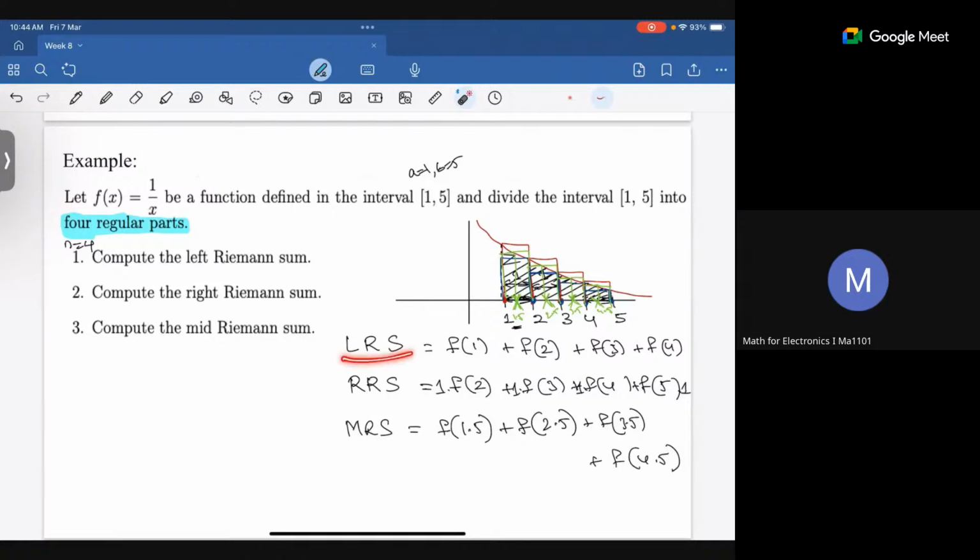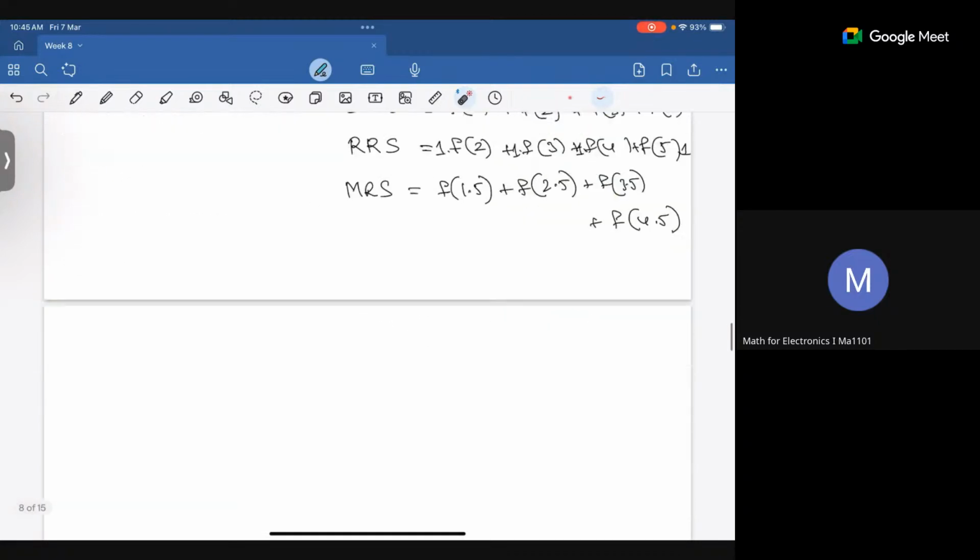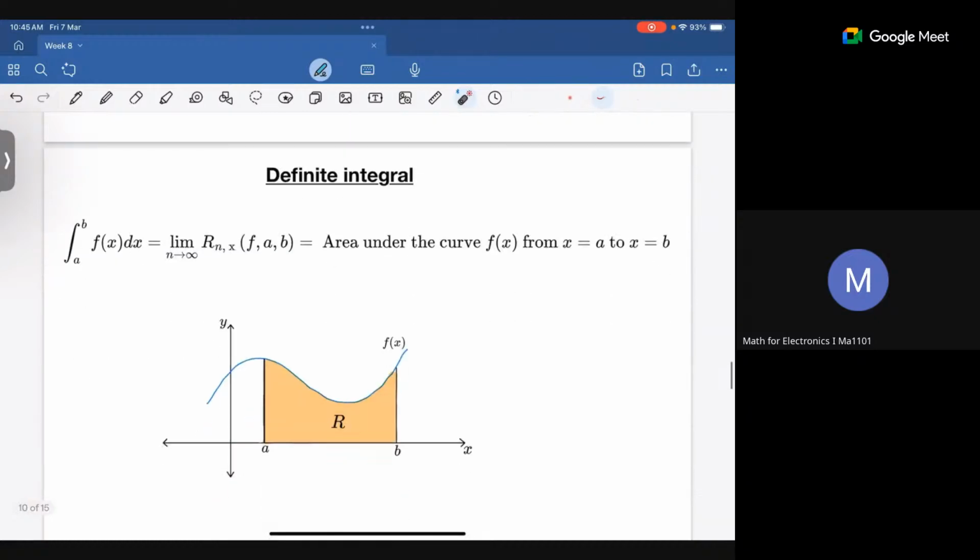Okay. So even the left Riemann sum, right Riemann sum, and mid Riemann sum may be different for n equals 4, may be different for n equals 10, may be different even for n equals 100. But as you tend n to infinity, as n grows, this area will slowly start converging to the same point, which is the area of the rectangle. So, sorry, area under the curve. Okay, so you have to be careful. Okay, any doubts?